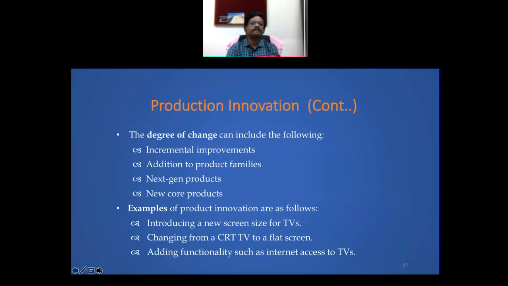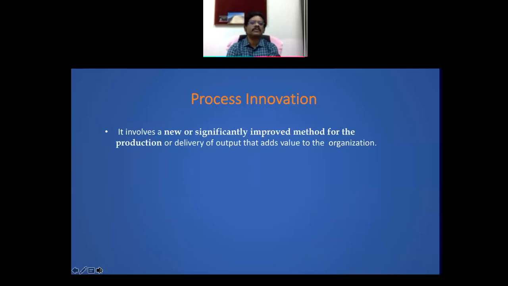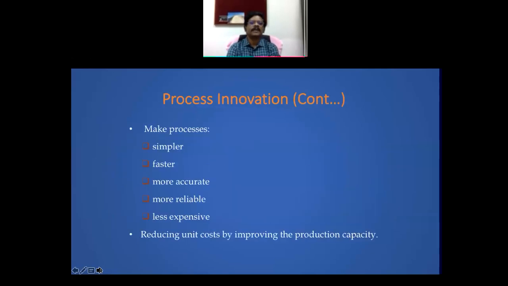If you look at process innovations, process innovation involves a new or significantly improved method of delivering the output or adding value to the organization. So at the process level, you can see that we are introducing innovations and enhancing the quality of the product, right? Process innovation makes the process simpler, faster, more accurate, more reliable and less expensive. So whatever process you understand, you can come out with a new idea.